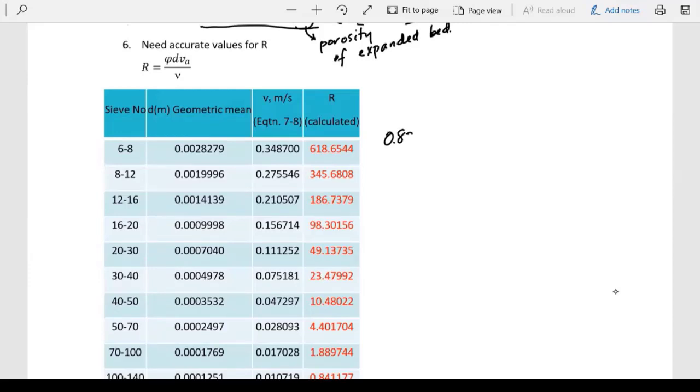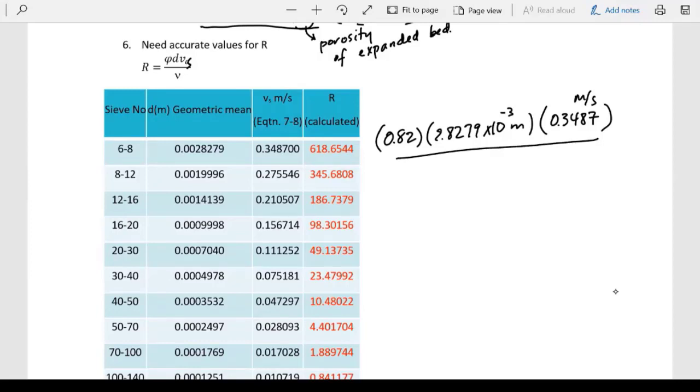So for instance, we've got 0.82 times 2.8279 times 10 to the minus 3 meters times our terminal settling velocity. So we're using the terminal settling velocity here in meters per second, and we'll divide that by the viscosity, and that is this value, it's 618.